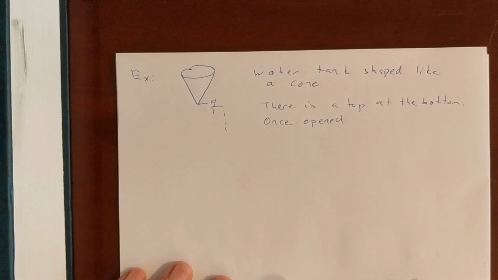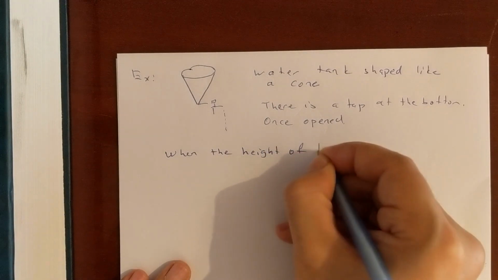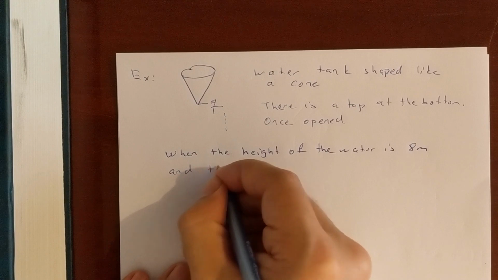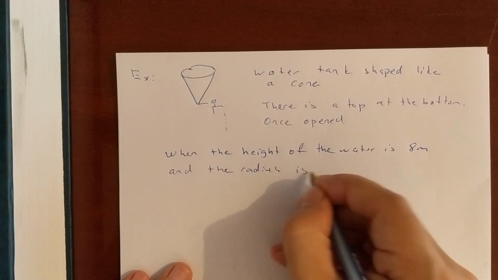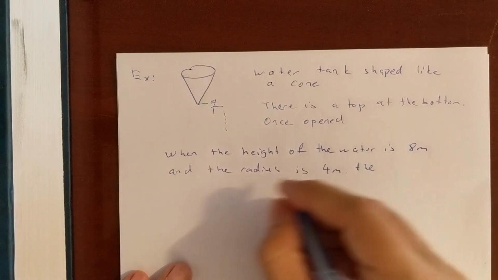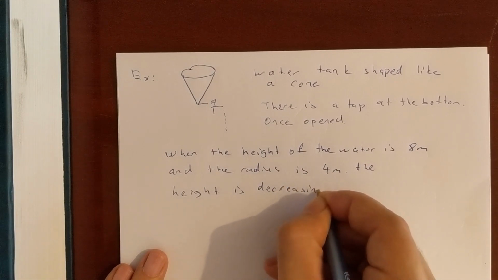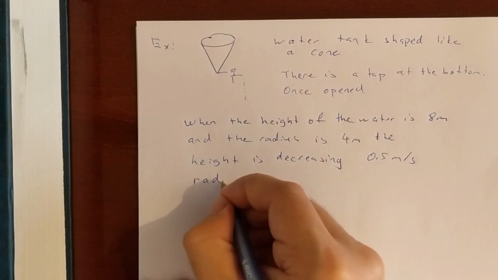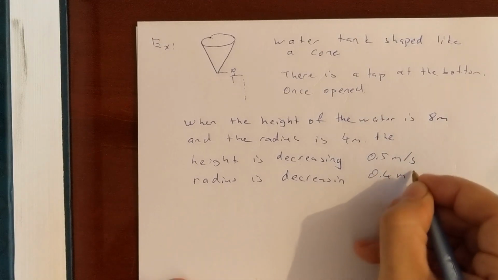Now, the problem here is when the height of the water is 8 meters, and the radius of the cone at that height is, let's say, 4 meters. The height is decreasing 0.5 meters per second, okay, and the radius is decreasing, let's say, at 0.4 meters per second.